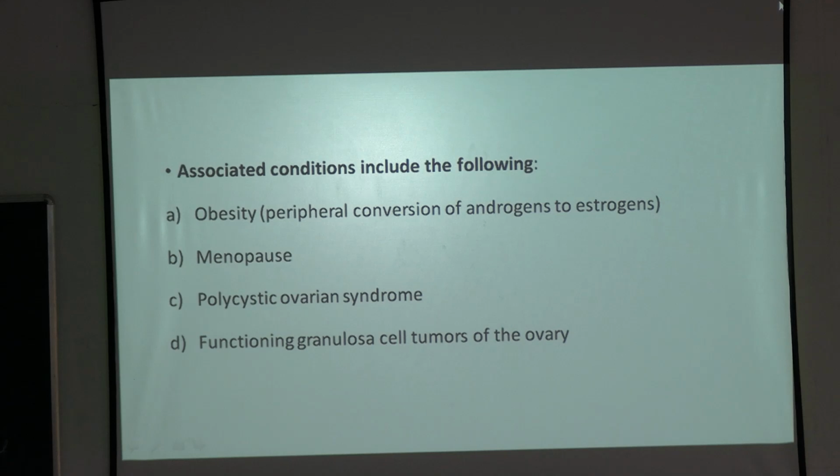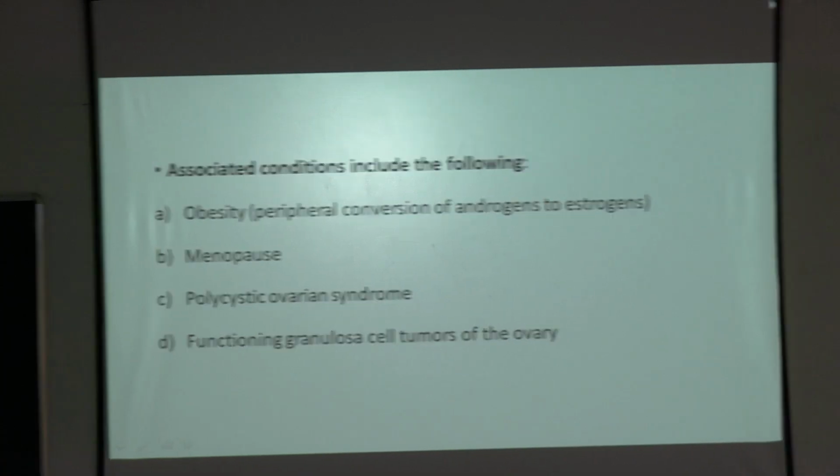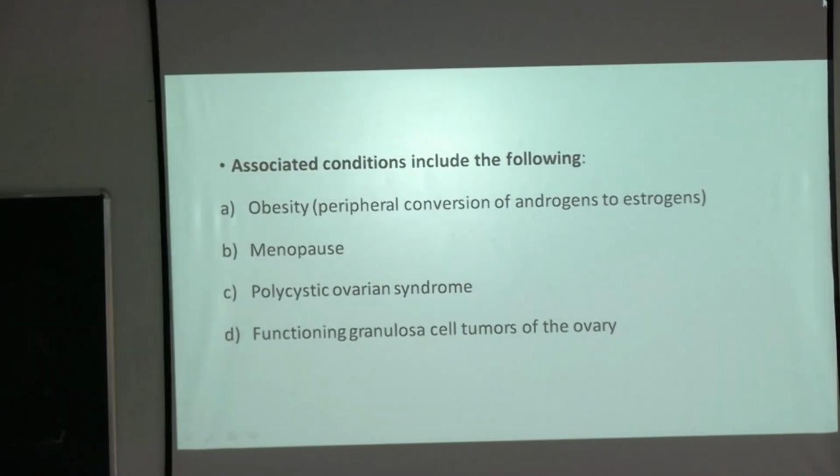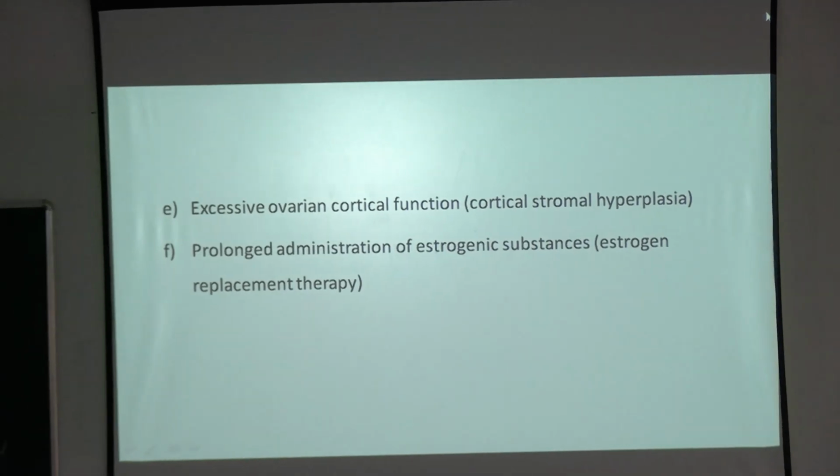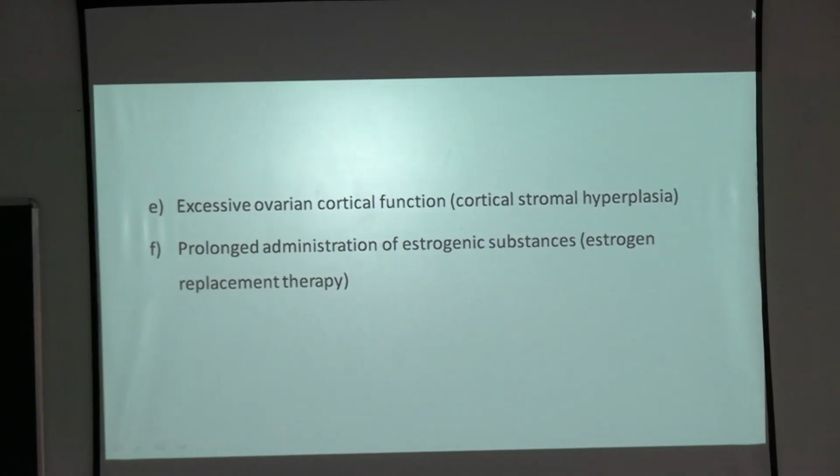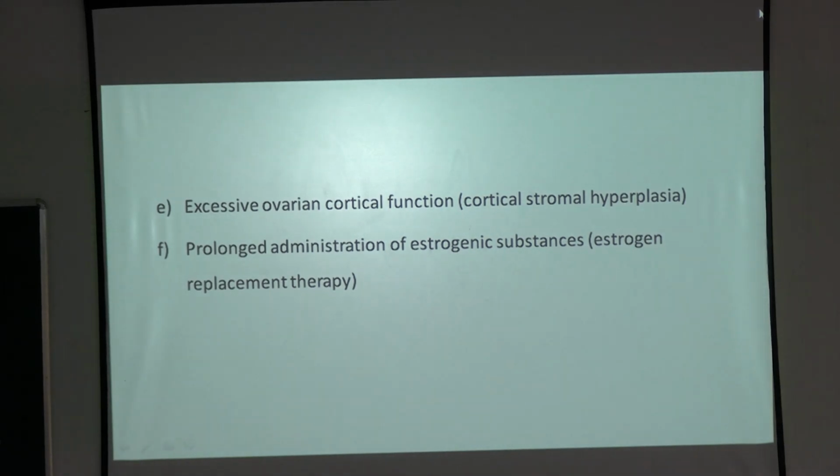Now there are few conditions associated with endometrial hyperplasia. Obesity. What happens in obesity? Peripheral conversion of androgen to estrogen, and increased estrogen means endometrial hyperplasia, and increased incidence of endometrial hyperplasia means endometrial carcinoma, because sometimes it can occur from endometrial hyperplasia to endometrial carcinoma, not always but sometimes. Then menopause, polycystic ovarian syndrome, functioning granulosa cell tumor of the ovary, excessive ovarian cortical function, prolonged administration of estrogenic substance. That means increased estrogen.